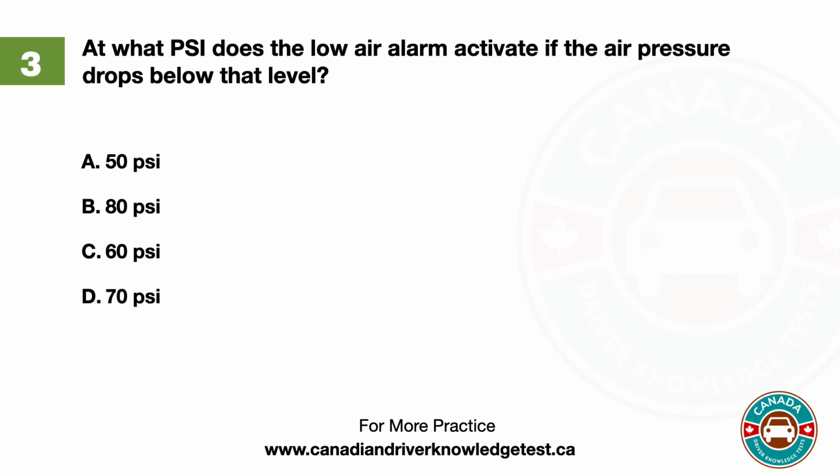Question 3. At what PSI does the low air alarm activate if the air pressure drops below that level? A. 50 PSI. B. 80 PSI. C. 60 PSI. D. 70 PSI. The answer is C. 60 PSI.